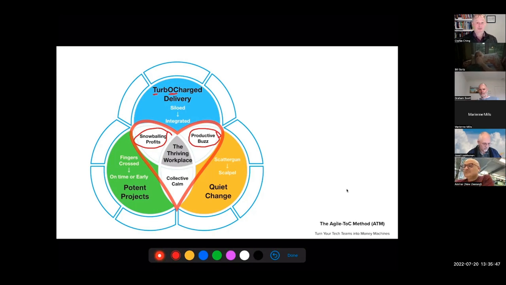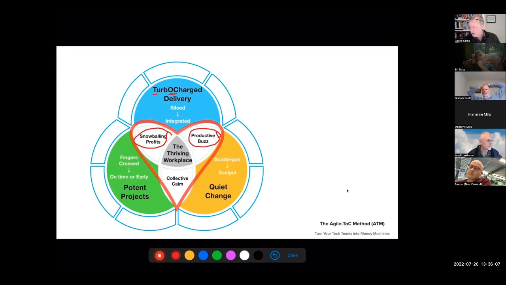Basically they were coming in to do the dirty work of change. So a big part of this is, if you look at the turbocharged delivery and the potent projects, the stuff that comes off them is quite logistical, left brain, sensible stuff, but it requires change to get there. And you'll see that there are 3 things coming up that fit around to do this.